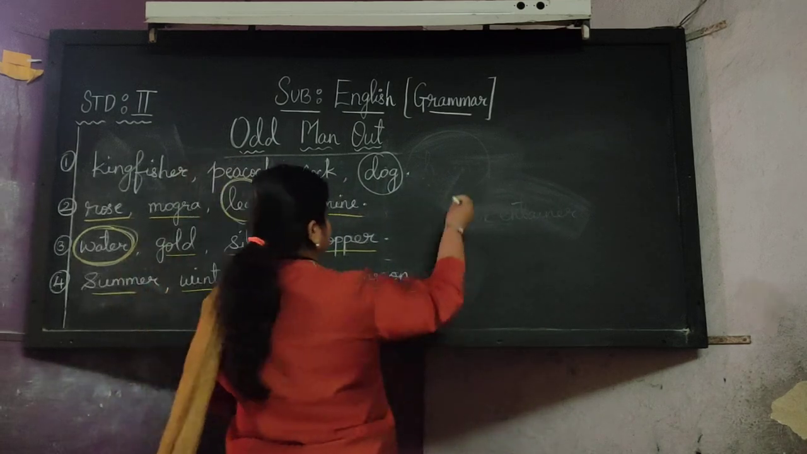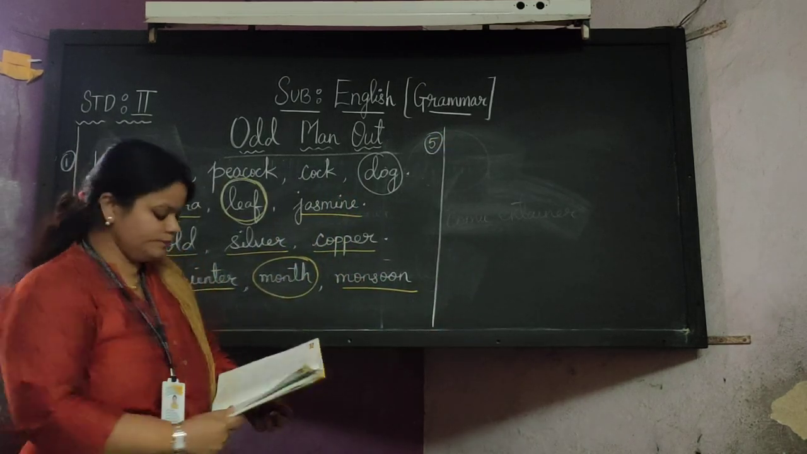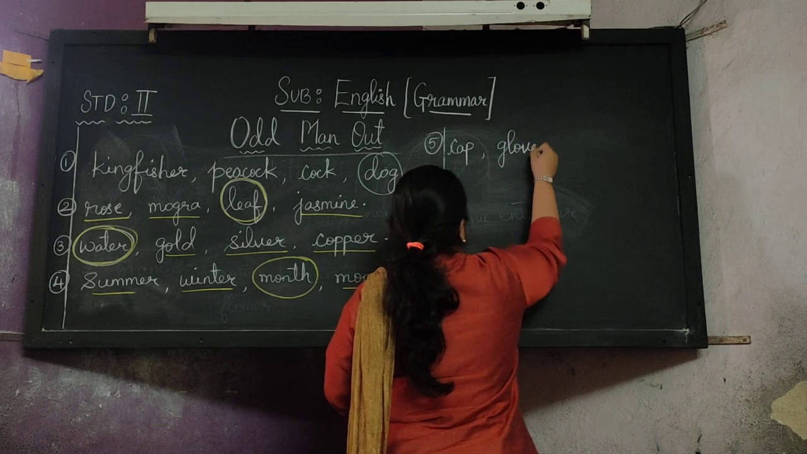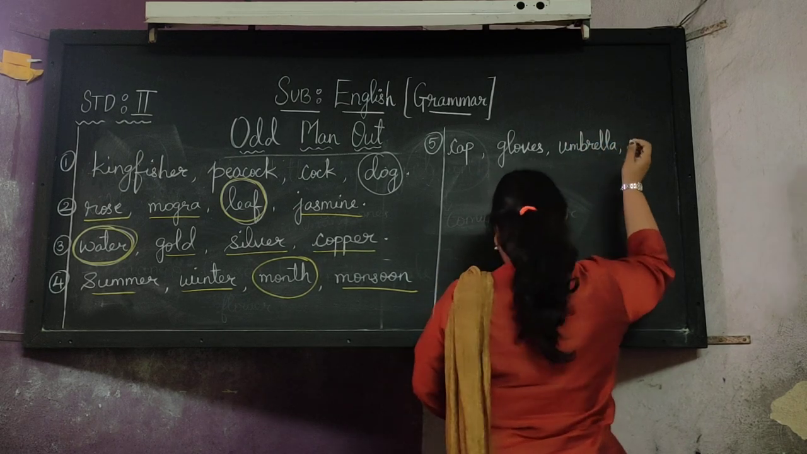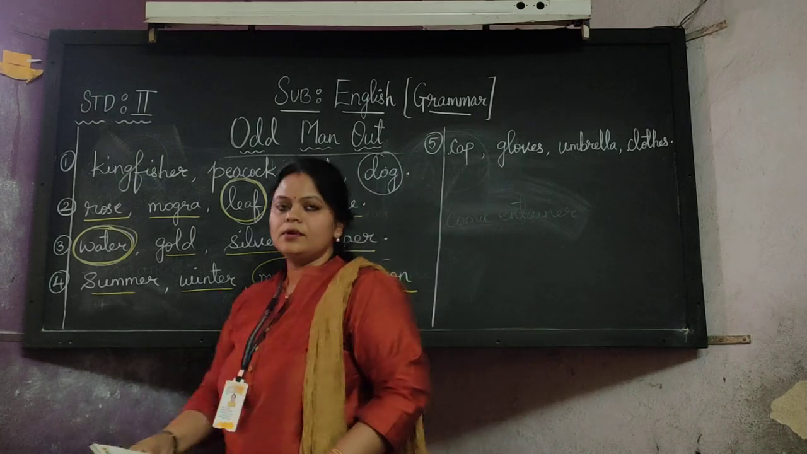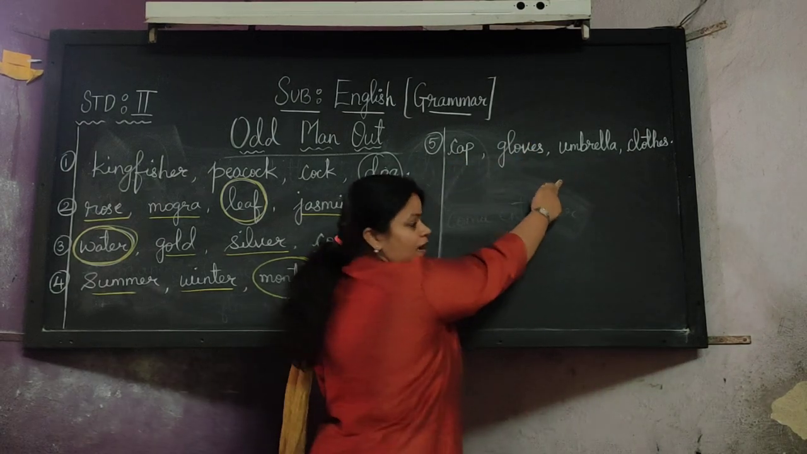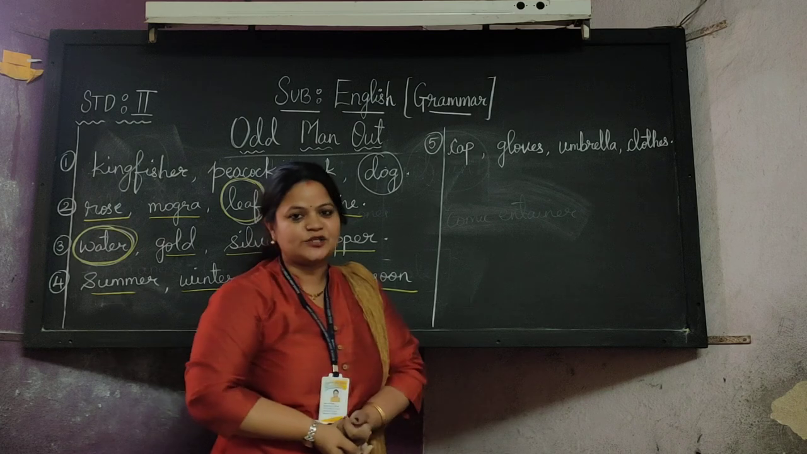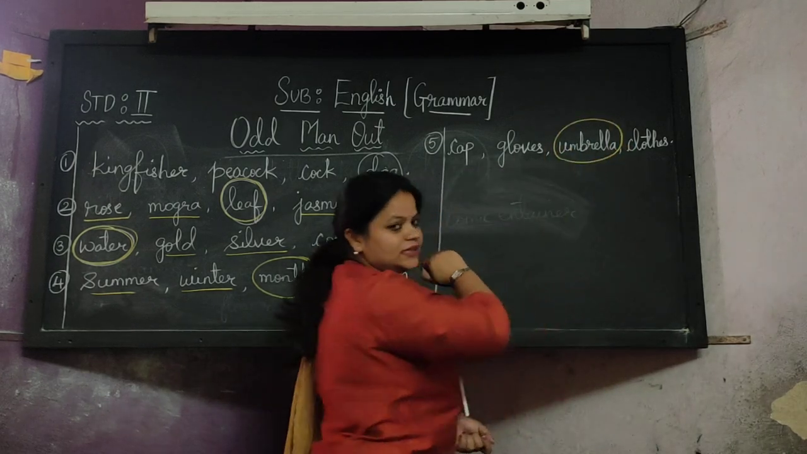So we'll see the next one. Now which words are given here? Can you read these words? Cap, gloves, umbrella, and clothes. From this group of words, which one is the odd man out? Any guess, students? Very good. Umbrella is an odd man out.